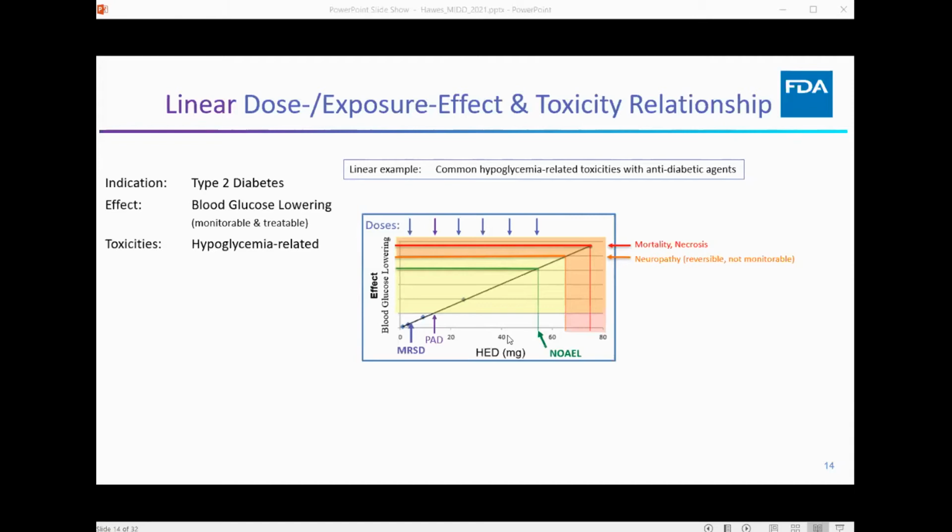Because there is a consistent linear increase in pharmacodynamic activity with increasing dose, a consistent rate of dose escalation would be reasonable for phase 1 clinical trials.